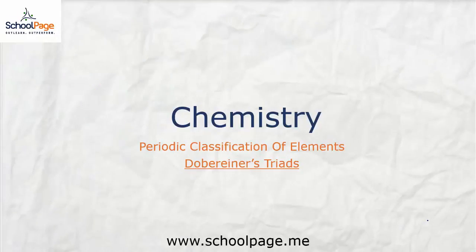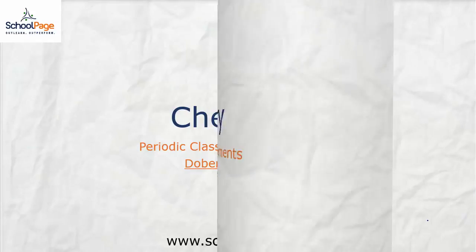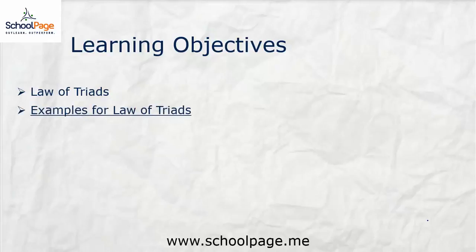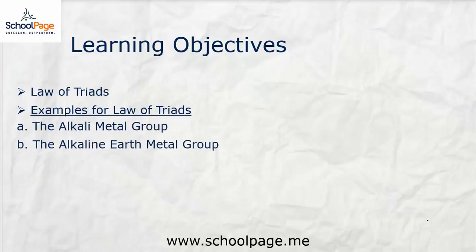10th CBSE Chemistry, Chapter Periodic Classification of Elements. In this video, you will learn the law of triads given by Dobereiner and also see the examples for the same, which includes the alkali metal group, the alkaline earth metal group, and also the halogen group.